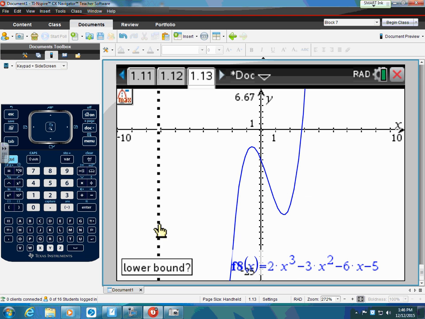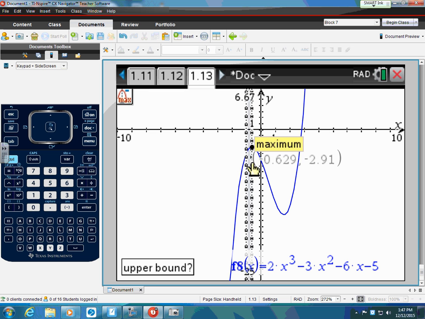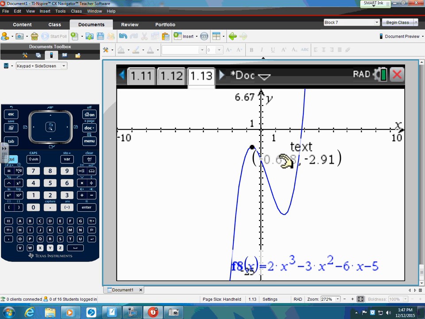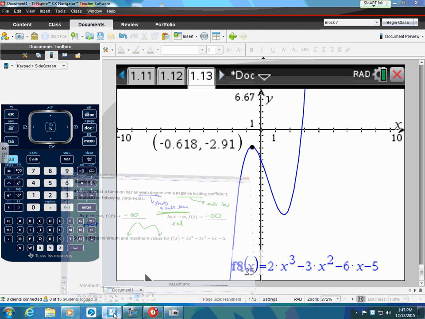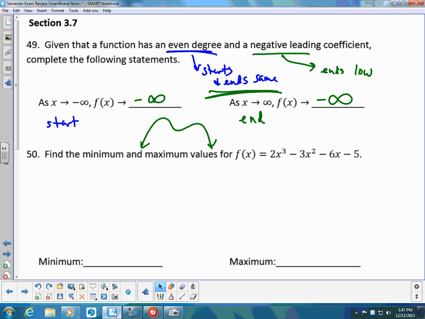I need the lower bound, which means I want to get to the left of that, not a whole lot left, just a little bit to the left of that maximum. And then for the upper bound, I have to get to the right of that maximum. And I click, and I get this point. So the relative maximum is going to be this y coordinate right here, negative 2.91. So I'm going to write that for my maximum, negative 2.91.